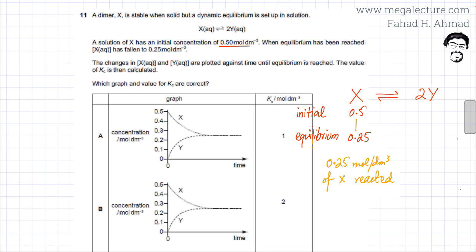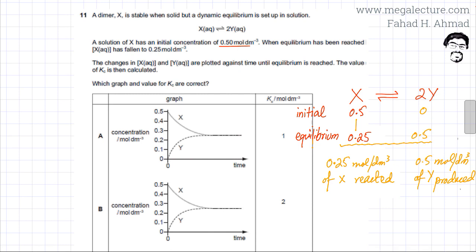So according to this ratio, if 0.25 reacted, that means 1:2 means that 0.5 mole per decimeter cube of Y would be produced according to the same ratio. So 0.5 mole per decimeter cube of Y is produced. So at equilibrium, initially you had 0 moles of Y, and once 0.25 moles of X reacted, then 0.5 mole per decimeter cube of Y would be produced. So these are my equilibrium moles which I now have with me.